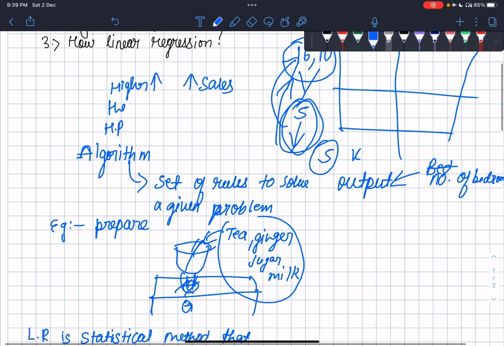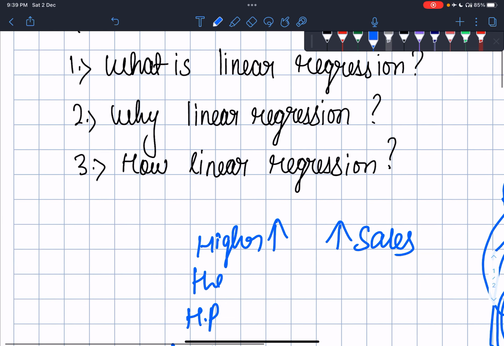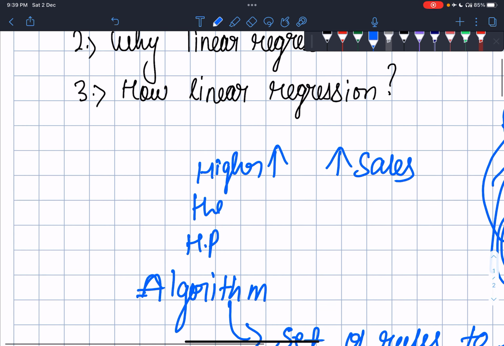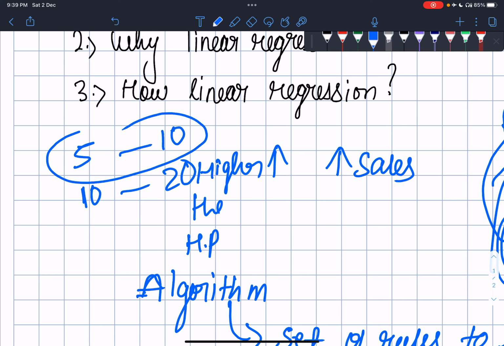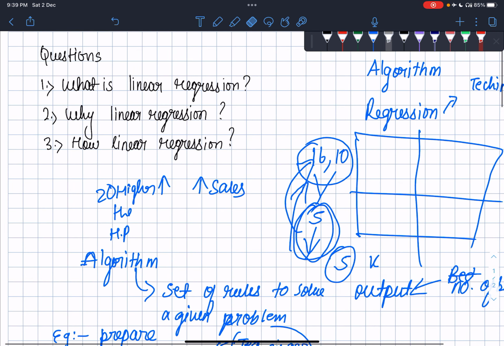So we know now. The question that arises is how to use linear regression, and the second question is why we use linear regression. This is simple. If you have a problem which forms a linear thing, let's suppose you have five and it goes in a linear way. You have five, you get 10. You have 10, you get 20. So it's like doubling, increasing in a linear way. So this is why you use linear regression.